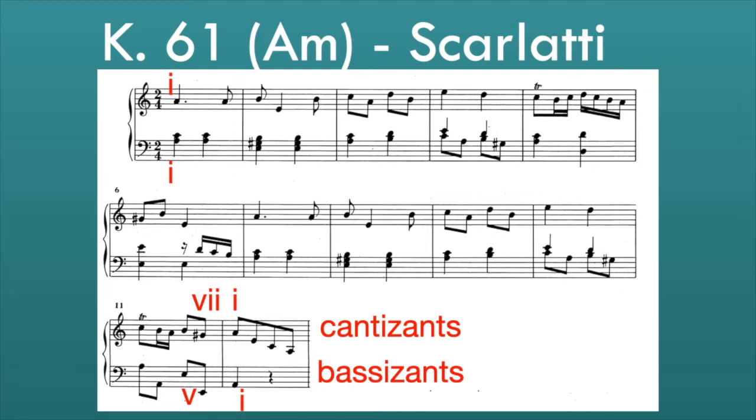on the first degree, or tonic, and at the end, both the bass and the right hand close on the first degree. To arrive at the first degree in the bass, we have a fifth degree. This is a basicans, or bass clausula. On the other hand, in the right hand, we have a canticens. We can see the G sharp, which is the seventh degree of the A minor scale, moving to the first degree.